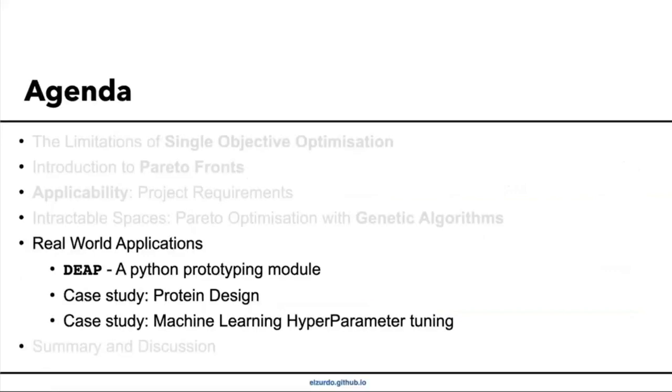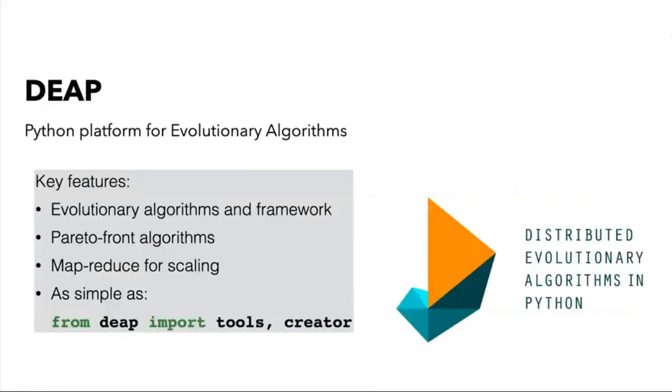And now I'll talk about real world applications. So let's say you realize that you have everything that's required. You have your decision, you have full control over your decision space. You have an inexpensive mapping to your objective space. And let's say you have an intractable search space, so you decide to go with genetic algorithms.